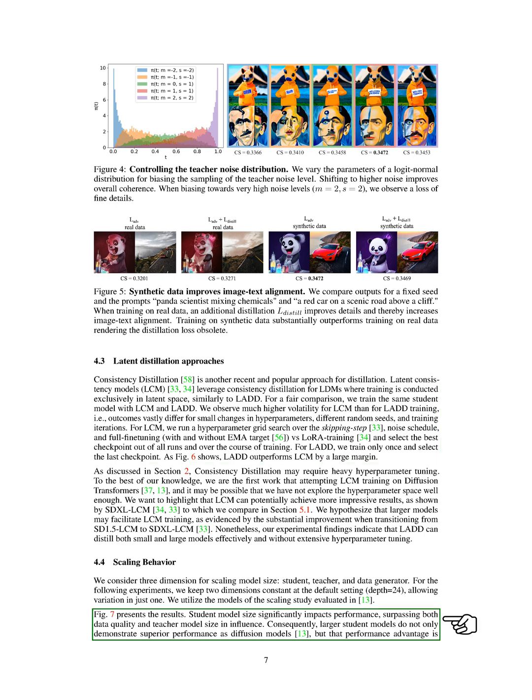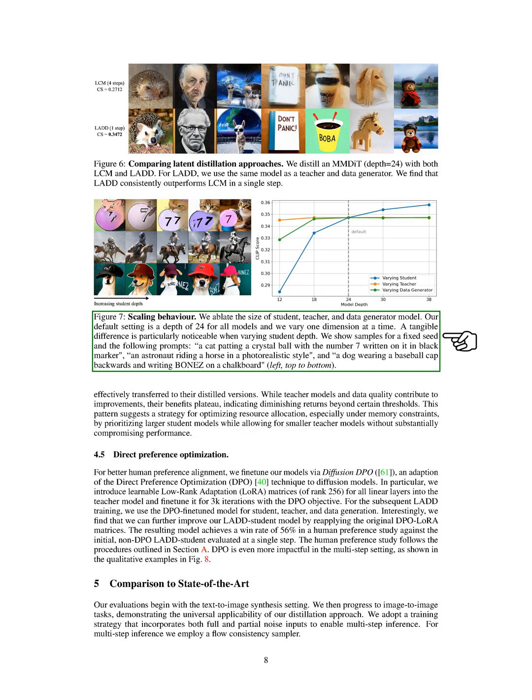We analyze the scaling behavior of model size in terms of student, teacher, and data generator dimensions. Larger student models show superior performance, and this advantage is effectively transferred to their distilled versions. While teacher models and data quality contribute to improvements, their benefits plateau beyond certain thresholds. This suggests prioritizing larger student models while allowing for smaller teacher models to optimize resource allocation, especially under memory constraints.